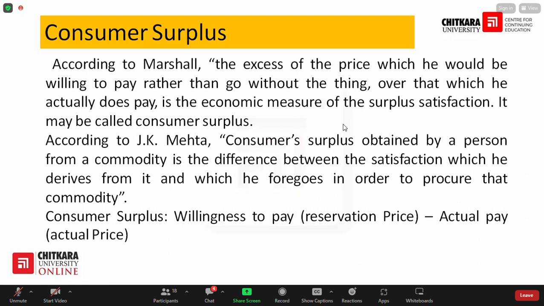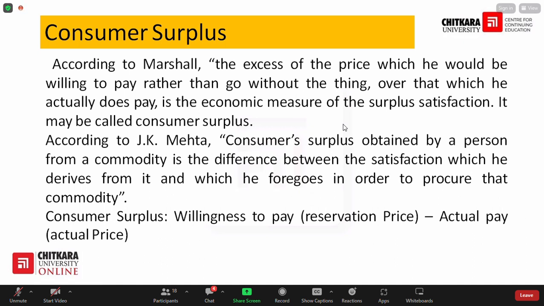So what is the meaning of consumer surplus? Consumer surplus basically means what the consumer is ready to pay. Sometimes we are ready to pay more money for a product, but we purchase that product at a lower price. Suppose I want to purchase shampoo, and I'm ready to pay 200 rupees for that shampoo. But when I go to the market, I come to know that the price of that shampoo is 150 rupees. I'll be happy. Why? Because I was ready to pay 200 rupees, but I'm paying only 150 rupees. That 50 rupees is my benefit.